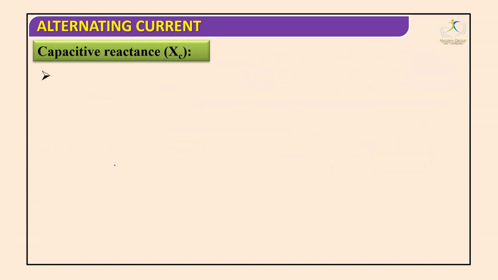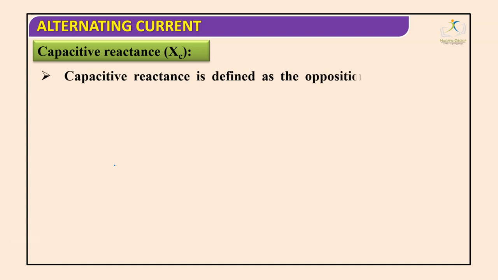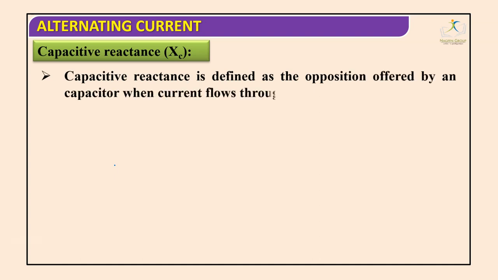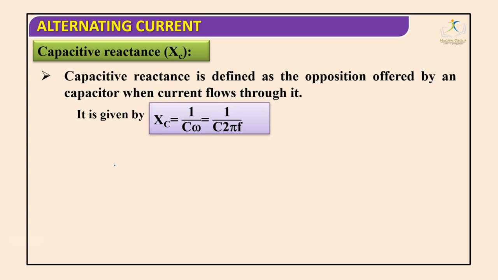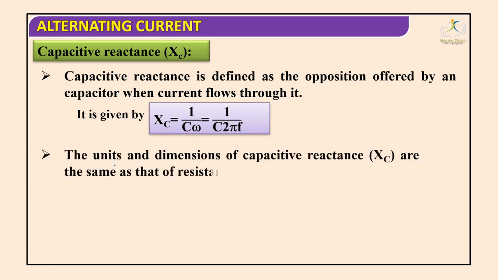Now the capacitive reactance is defined as the opposition offered by a capacitor when current flows through it. It is given by Xc = 1 by C omega, where omega = 2 pi F. The unit and dimension of capacitive reactance Xc are the same as that of a resistance.